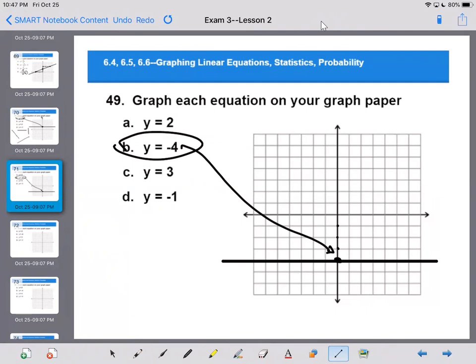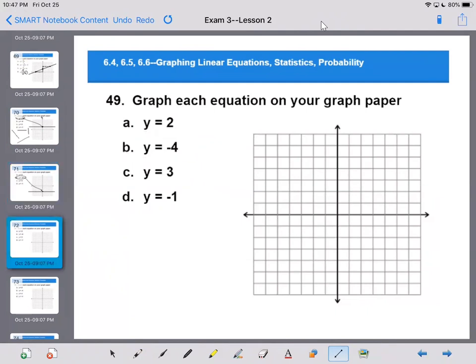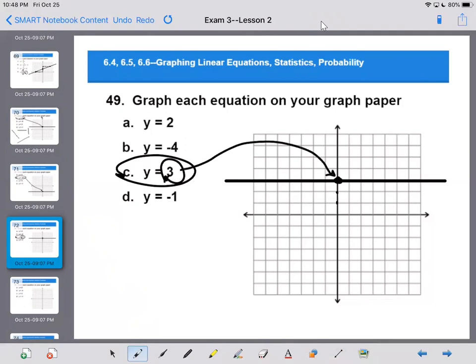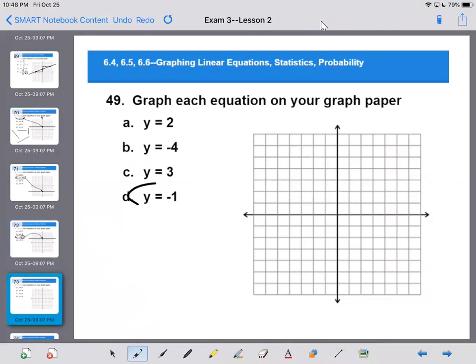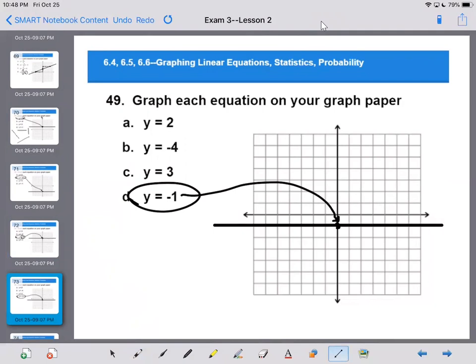What about y equals 3? Well, I'm going to go up to 3, above 0, and draw my horizontal line. And then finally, y equals -1. We're going to come down to -1 here and draw the line that goes through the y-intercept, -1.